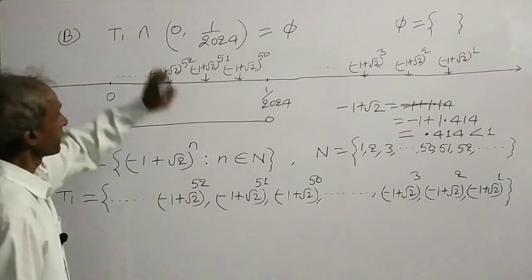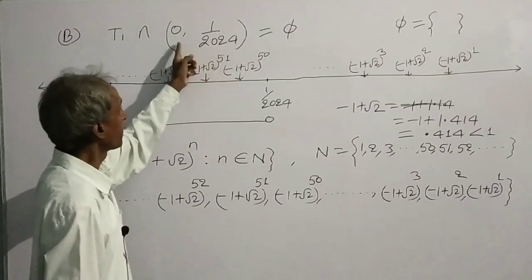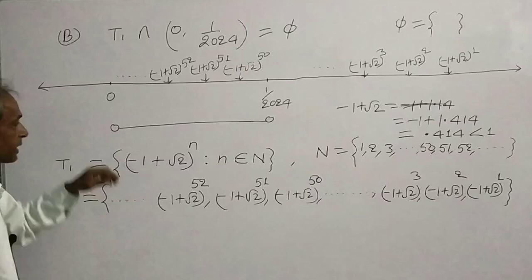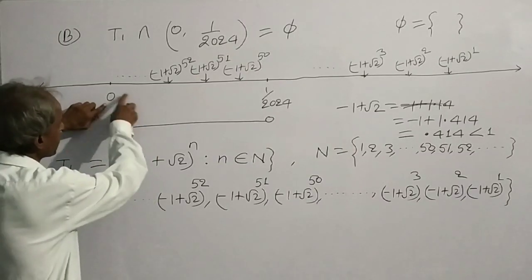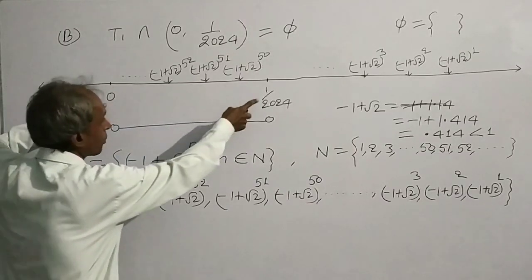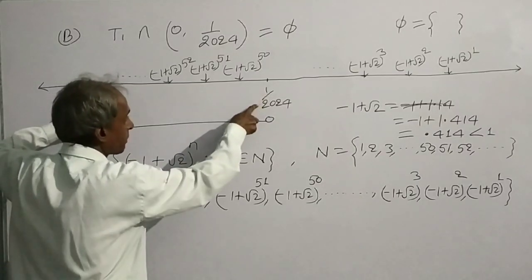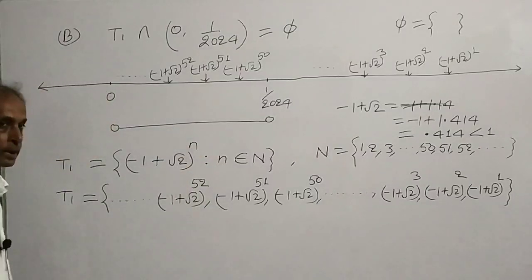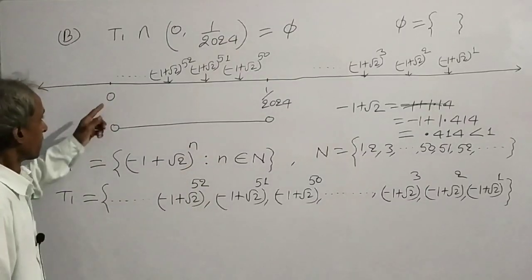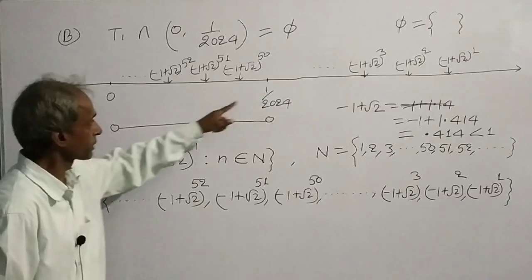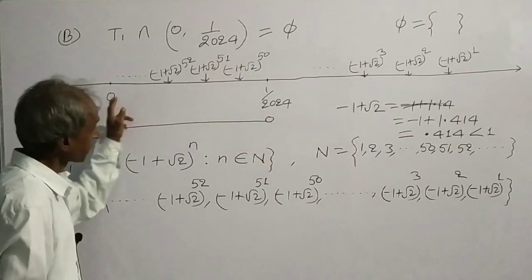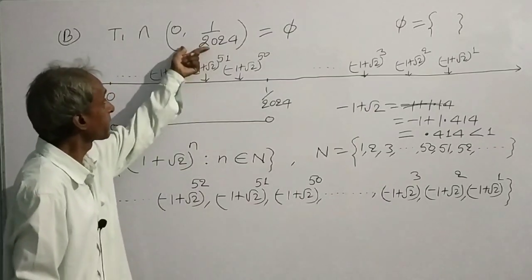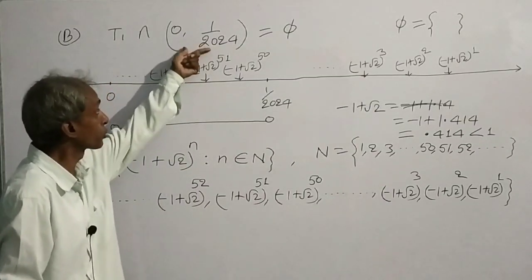In option B, this interval is given. This interval means all real numbers greater than 0 but smaller than 1/2024, smaller than 2024. Excluding 0, excluding this, but greater than 0 and smaller than this, all numbers are present in this set. This is also a set.